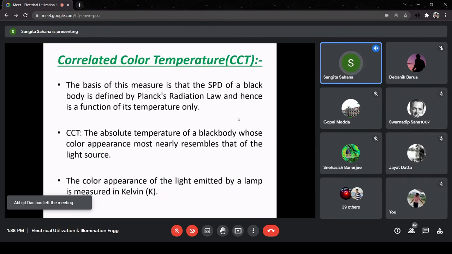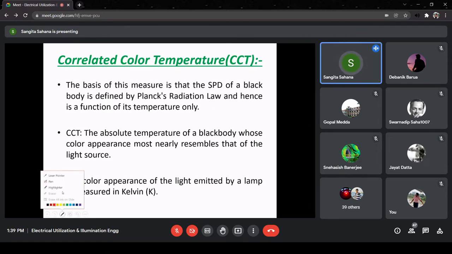If you remember that example, if you increase the temperature of your iron rod, it will be reddish, yellowish, white, then bluish white. The temperature is increasing, so the color of the light is also changing. Similarly, we express the color of the light output from any source in correlated color temperature, CCT.